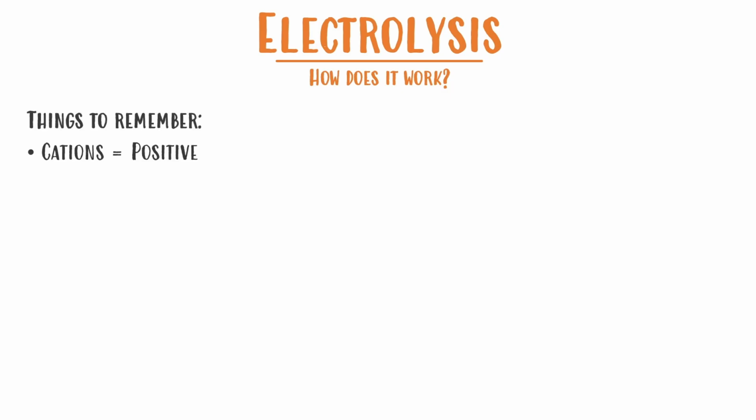In this video, we'll be looking at electrolysis, in particular, how it works. Now, here's a few things to remember. Cations are the positive ions, whilst anions are negative. And it works under the principle that opposite charges will attract.